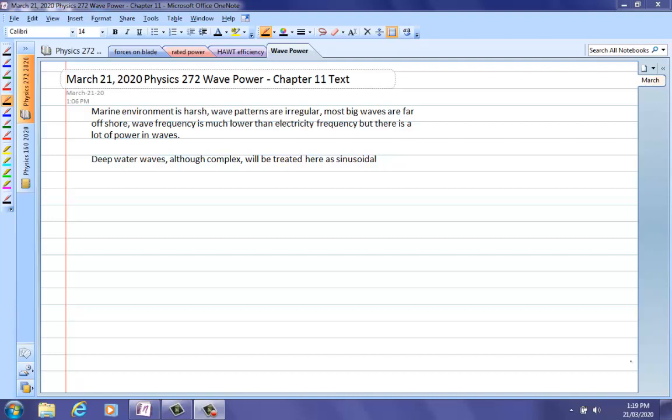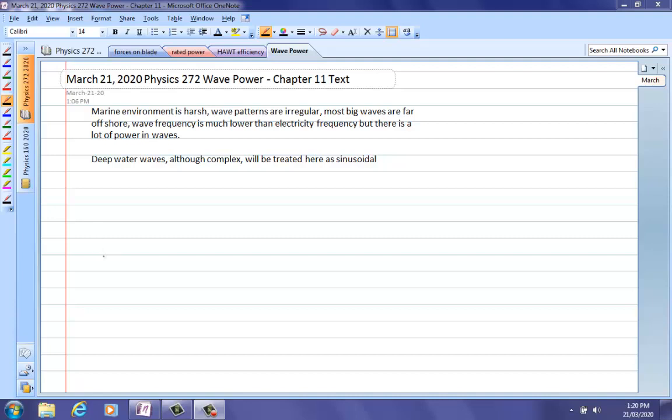The marine environment is an extremely harsh environment to work on. Wave patterns are irregular. Most big waves are far offshore, and their frequency is quite low compared to the frequency that you need to generate electricity. They're often complex and irregular, and as they approach the shore, they do all kinds of strange things. However, just for some basics, we're going to treat them as sinusoidal here.